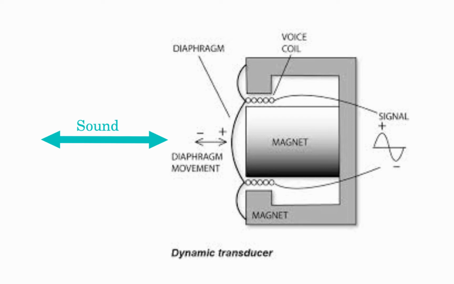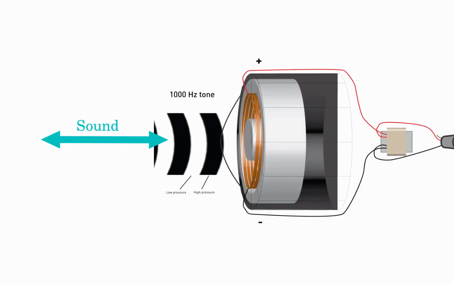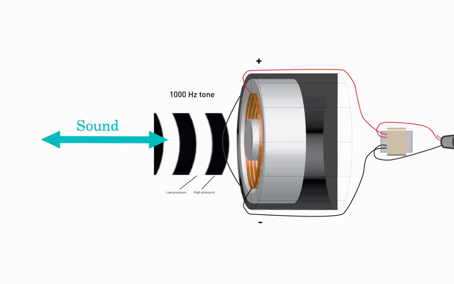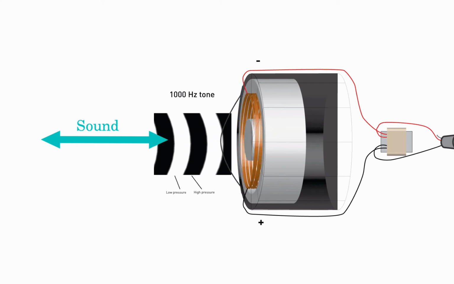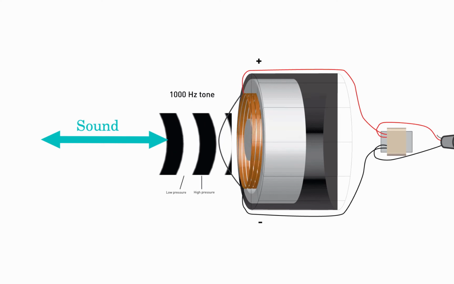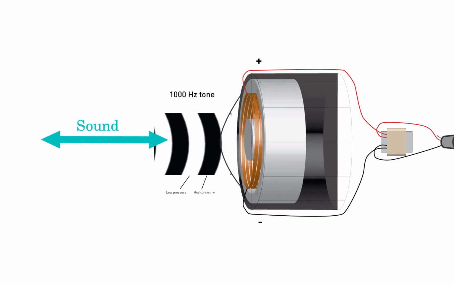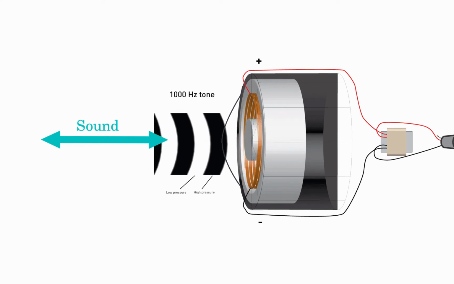Whenever a sound hits the diaphragm's face, the attached coil is displaced in proportion to the amplitude and frequency of the wave, causing the coil to cut across the lines of magnetic flux that is supplied by the permanent magnet.